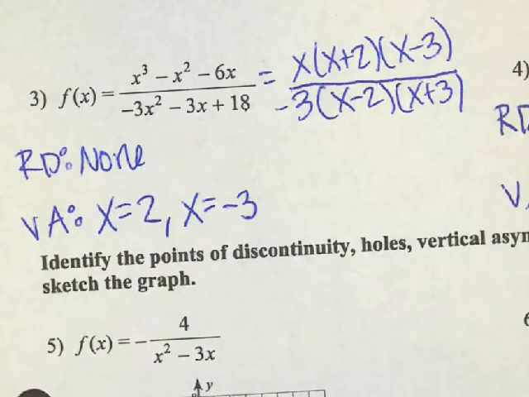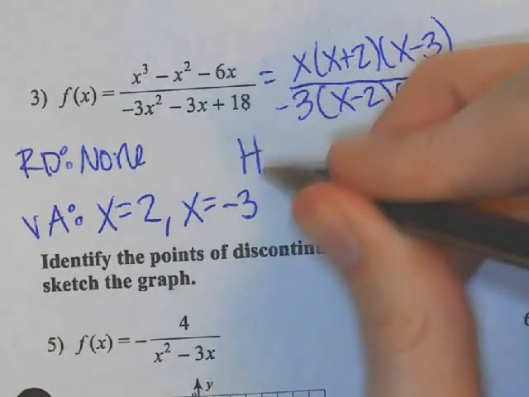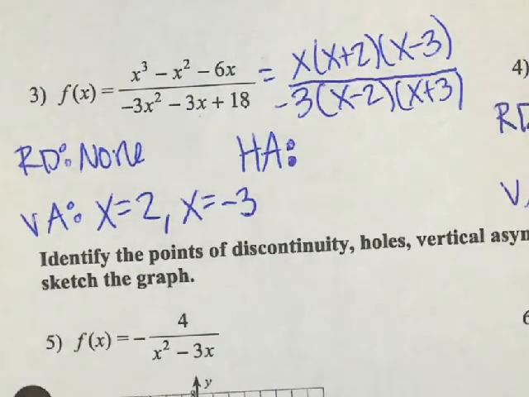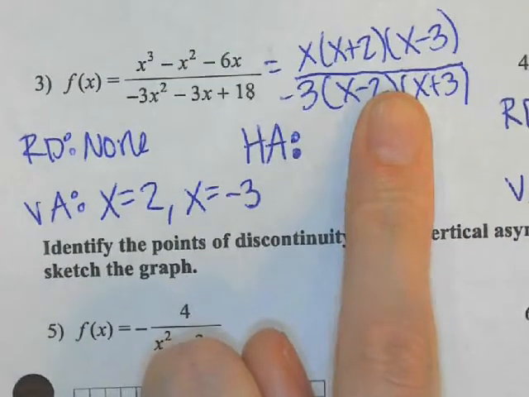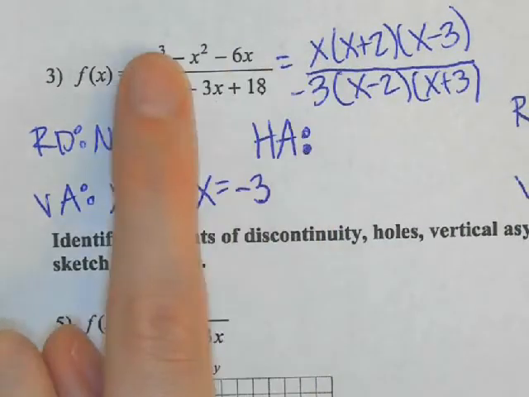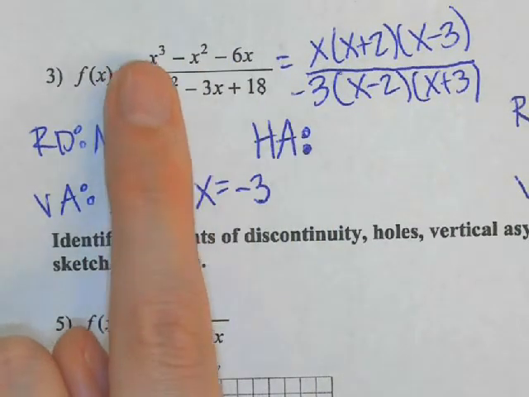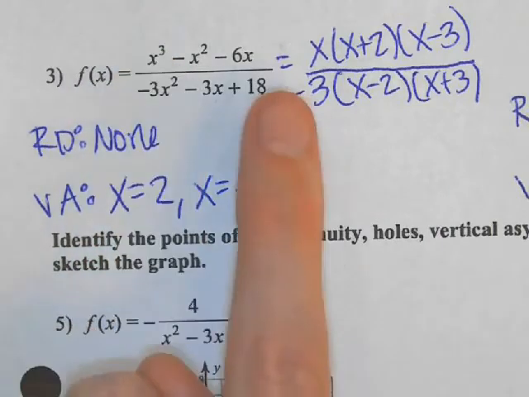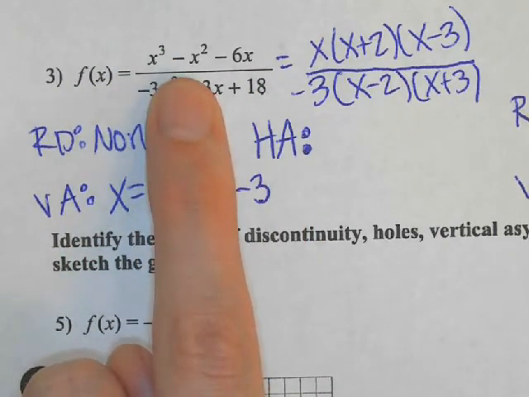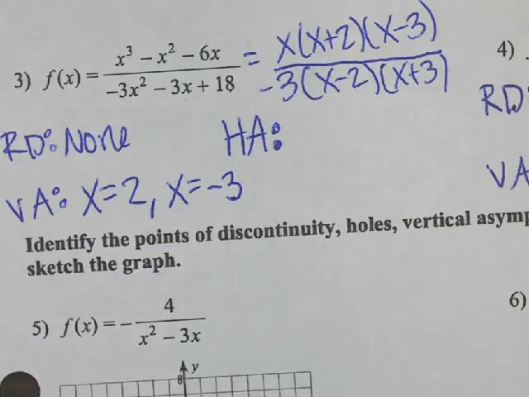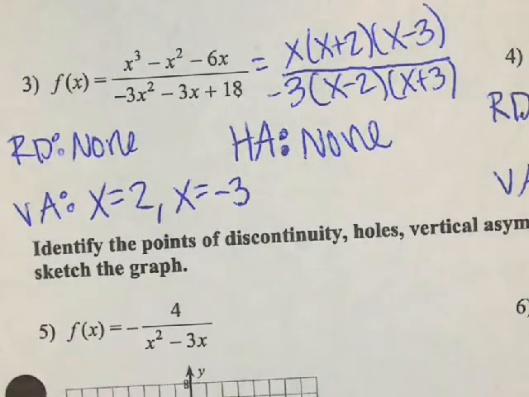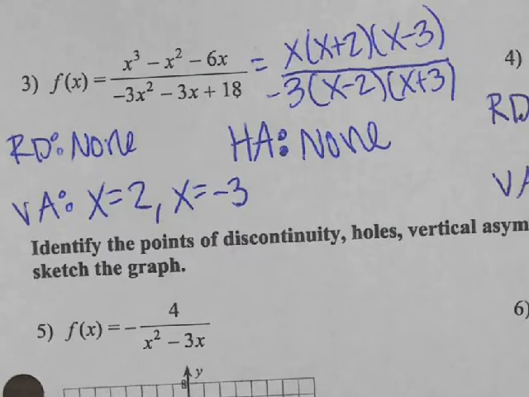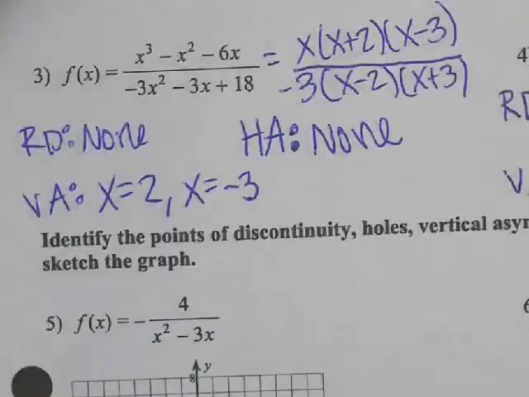Okay, last characteristic, HA, which is using your degree rules. So do I look at factors for my degree? No, because that breaks up the exponents. You want to look at the original. Look throughout all the variables. What's the highest exponent of the variables? 3. So the degree is 3. What's the highest exponent of the variables down here? 2. So same, top heavy, bottom heavy. Which means there's none. No HA. Done with that one. Okay, let's do number 5, and I'm going to graph it with you.